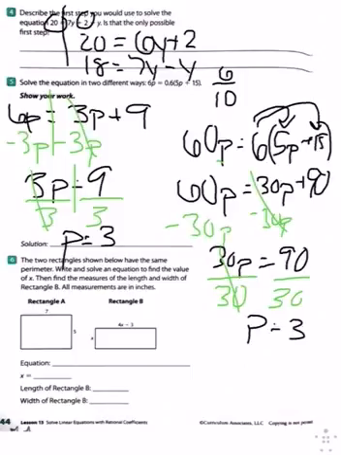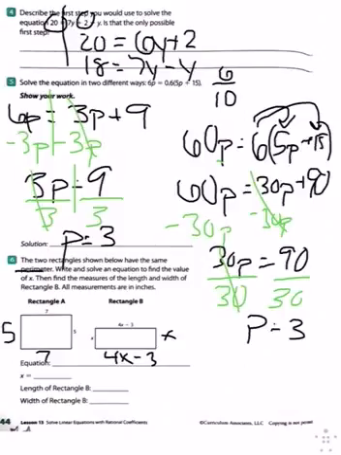Problem number 6. The 2 rectangles shown below have the same perimeter. Write and solve an equation to find the value of x, then find the measure of the length and width of rectangle B. All measurements are in inches. I'm going to start by filling in the rest of rectangle A. From here, I'm going to set up rectangle B. So x and then 4x minus 3. From here, I'm going to set up my equation.